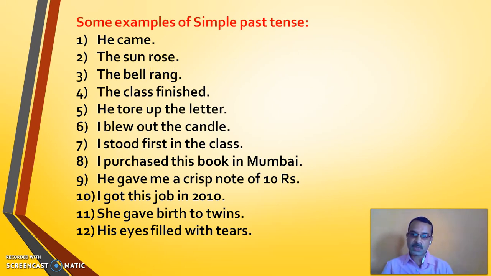I stood first in the class, मी क्लासमध्ये पहिला आलो. I purchased this book in Mumbai, हे पुस्तक मी मुंबईमध्ये खरेदी केले. He gave me a crisp note of 10 rupees, त्याने मला 10 रुपयाची चुरगळलेली नोट दिली. I got this job in 2010, हा जॉब मला 2010 मध्ये मिळाला. She gave birth to twins, तिने एका जुळ्याला जन्म दिले. His eyes filled with tears, त्याच्या डोळ्यात अश्रू आले.